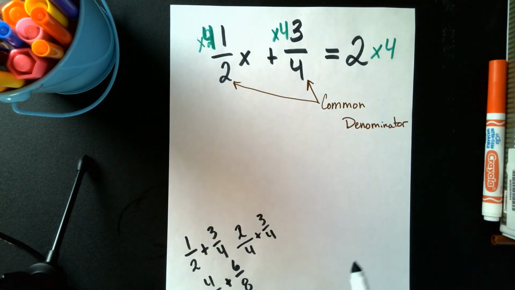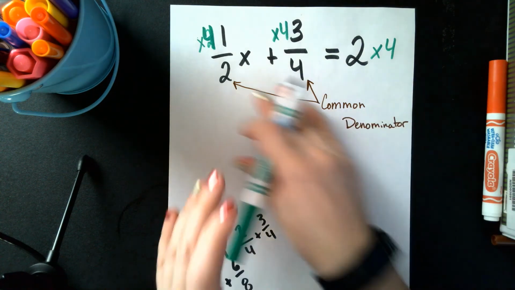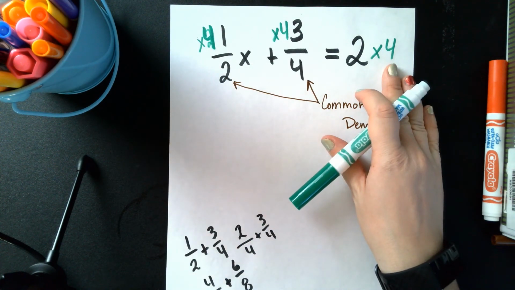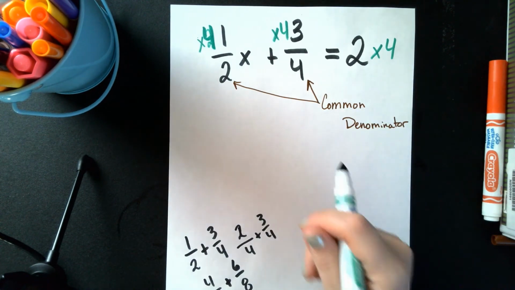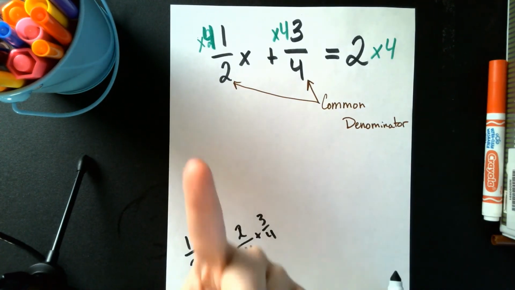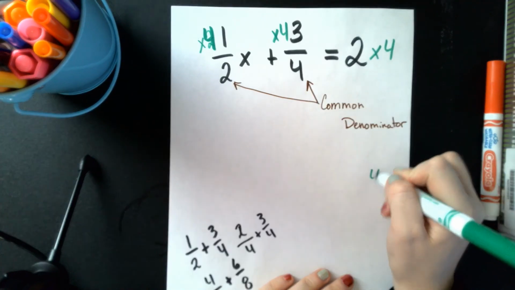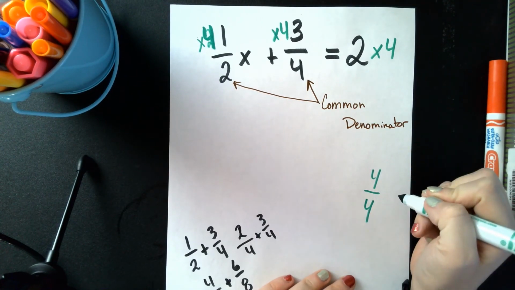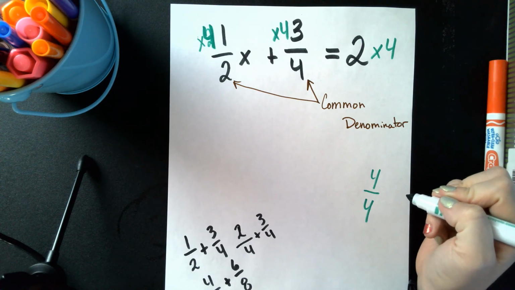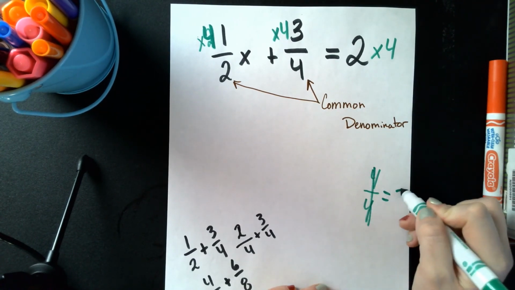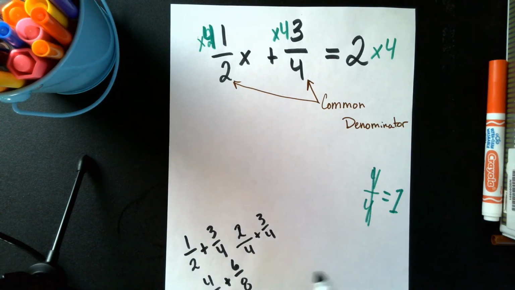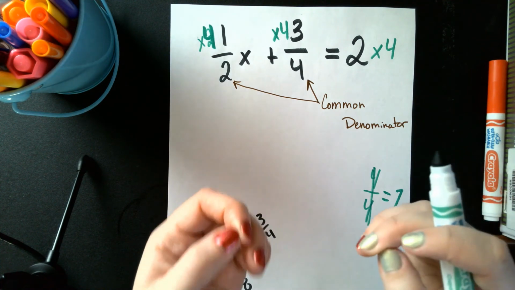Now here's the fun part. Because of algebra, I have to multiply everything by 4, but because I'm dealing with fractions, what I'm trying to achieve is a big one. If I divide 4 by 4, what do I get? Hopefully you said I get 1, right? I'm trying to achieve a 1 or bigger, okay?